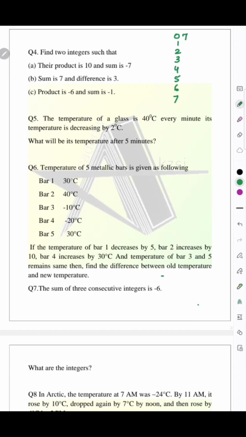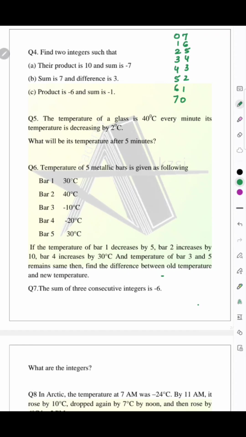So 0 and 7 will make 7. Then this will be 6, this is 5, 4, 3, 2, 1, 0. So in this way, you can see all the combinations have sum 7. The difference is 3. So I just have to subtract and see which one is giving me the difference 3.